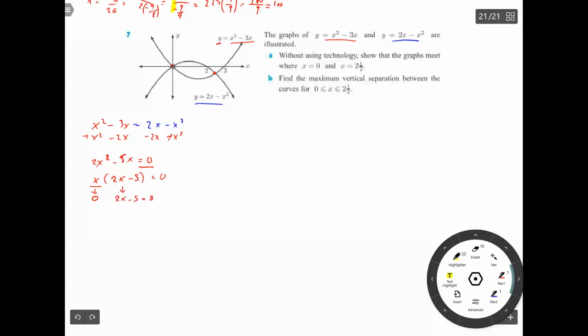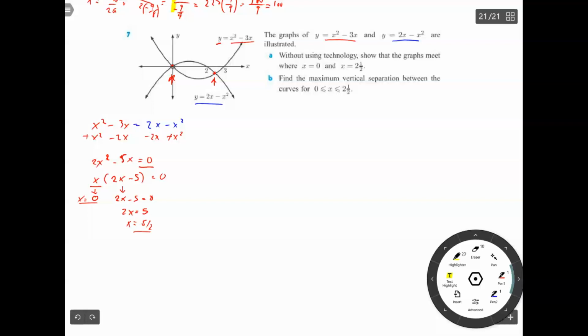So I'm going to add 5 to both sides. I get 2x equals plus 5. And then I'm going to divide both sides by 2. I get x equals 5 halves. So x equals 5 halves and x equals 0 are the two solutions. Those are the two places that the two curves cross each other. Okay, so that was part A.